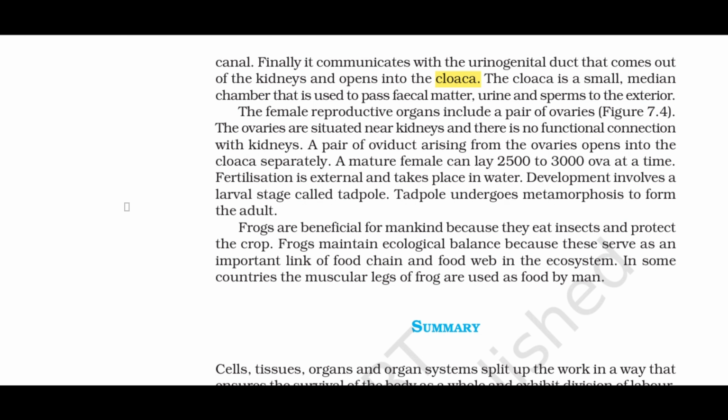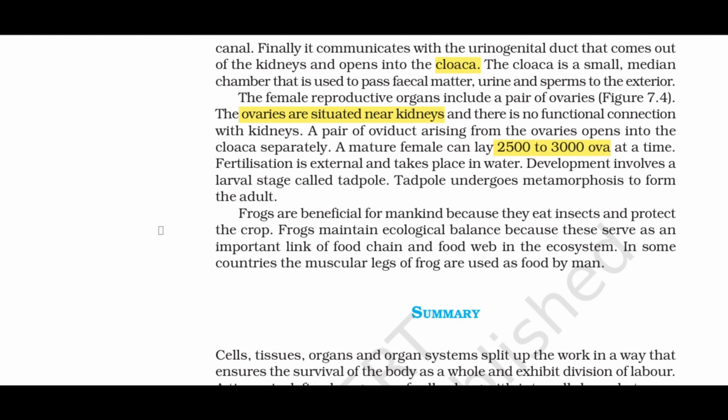The female reproductive organs include a pair of ovaries, figure 7.4. The ovaries are situated near kidneys and there is no functional connection with kidneys. A pair of oviducts arising from the ovaries opens into the cloaca separately. A mature female can lay 2,500 to 3,000 ova at a time. Fertilization is external and takes place in water. Development involves a larval stage called tadpole. Tadpole undergoes metamorphosis to form the adult.